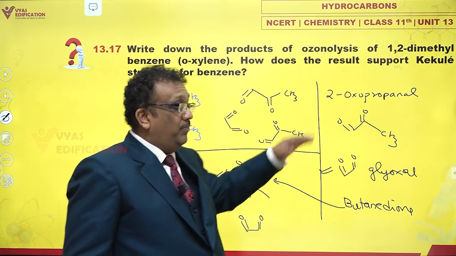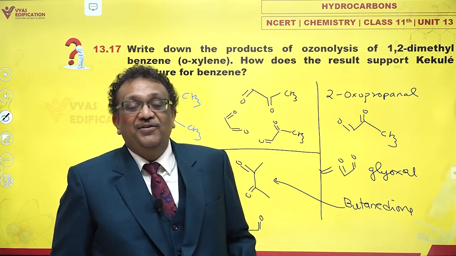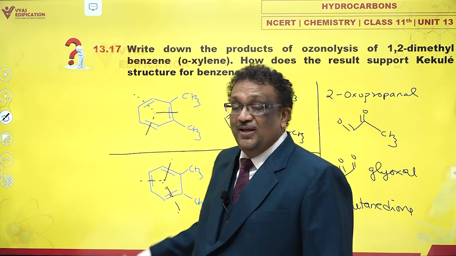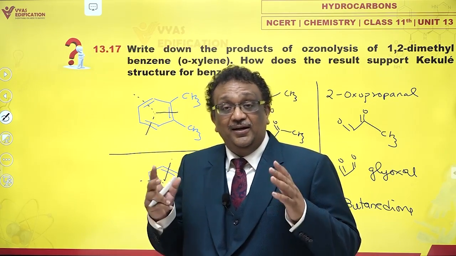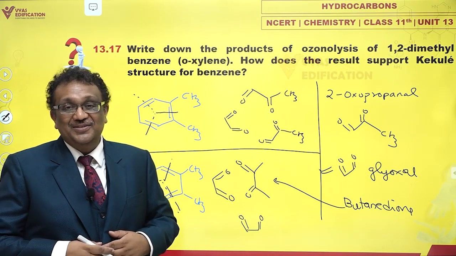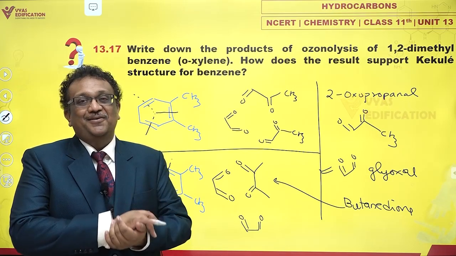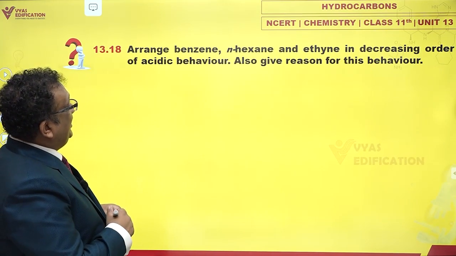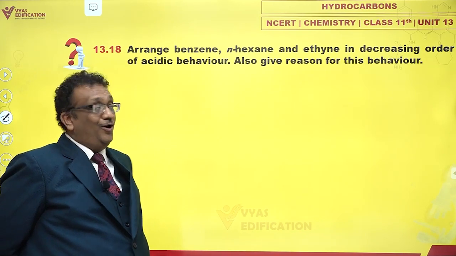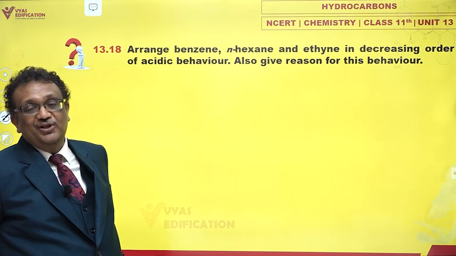But in actuality, you obtain all 3, which is a kind of proof that both these structures must be valid, they must be true, and then only you would be able to obtain 3 different structures like this as ozonolysis products. Arrange benzene and hexane and ethane in decreasing order of acidic behavior. Also give a reason for this behavior.